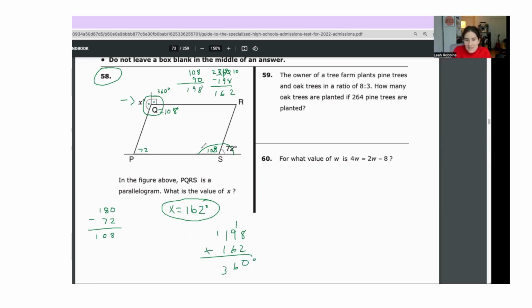All right, so we needed to know that we had a linear pair. We also needed to know that this was 90 degrees. We needed to know that these two angles were equal. And then lastly, we needed to know that all of those angles sum to 360.